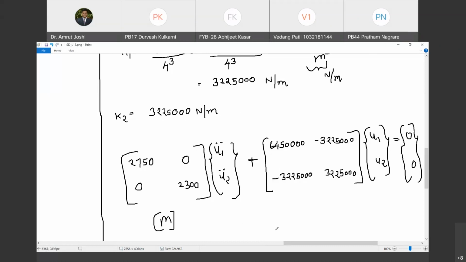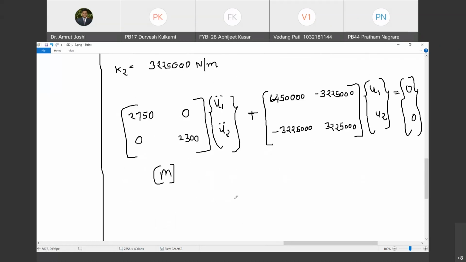Now the problem is these equations are coupled, because if I try to expand the first row, I get 2750 U1 double dot plus 0 U2 double dot. So here there is no coupling, but here there is. Look, it is equal to this multiplied by U1 minus this multiplied by U2, and U1 and U2 are seen in the first equation. U1 and U2 are seen in the second equation as well. How do I solve these equations? So this is the M matrix. This is the U double dot matrix, the matrix of accelerations. Then this is the K matrix. This is the matrix of displacements, U. And this is the matrix of force.